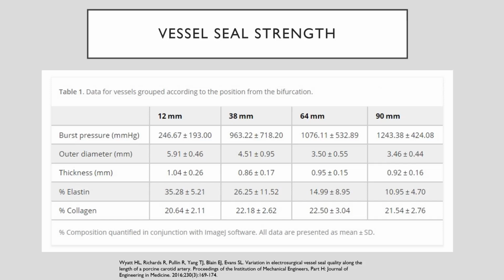For example, here you can see that as the elastin content decreases, the vessel's seal strength goes on increasing. So with more the collagen, less the elastin, better is the vessel seal. So that explains the difference between vessel seal strength between artery and a vein.